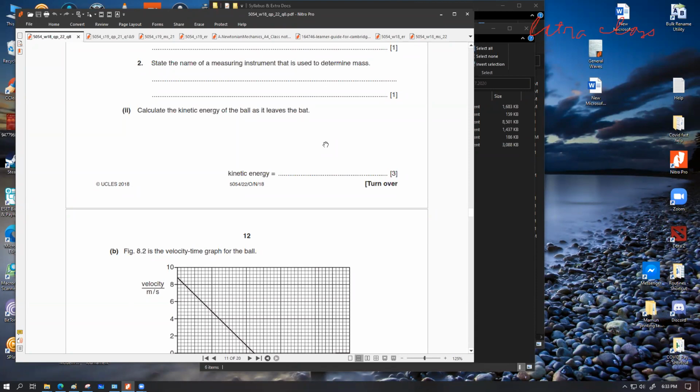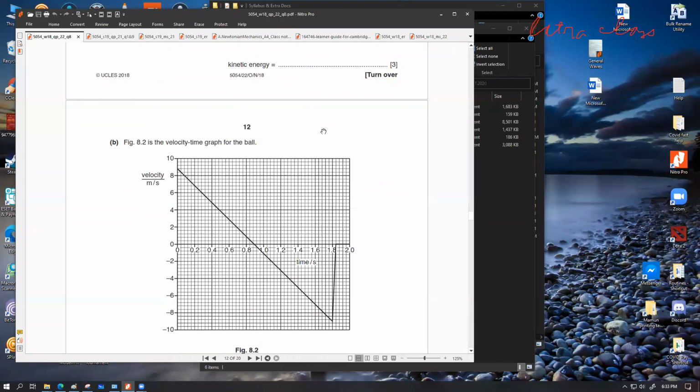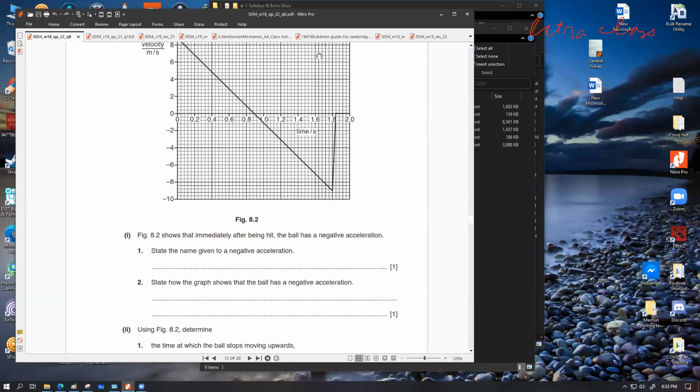Part b says figure 8.2 shows the velocity time graph of the ball. Have a look, the velocity time graph exists on both sides of the x-axis, which means it belongs to the positive axis and also to the negative axis. Then it says figure 8.2 shows that immediately after being hit the ball has a negative acceleration. State the name given to a negative acceleration. Deceleration. Retardation.